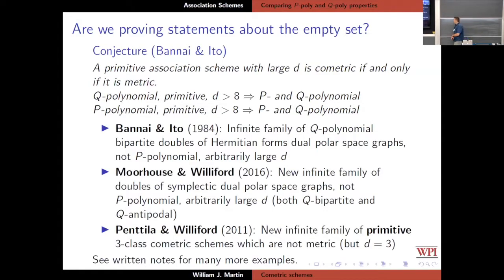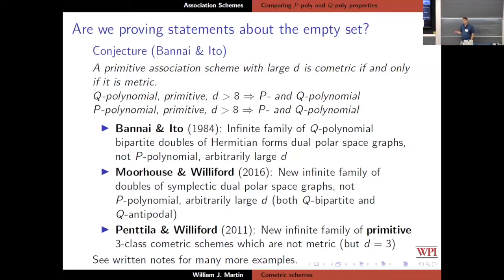Bannai and Ito in their book presented an infinite family of Q-polynomial schemes that were not P-polynomial, with arbitrarily large D, and they were bipartite doubles. So they were imprimitive, bipartite doubles of Hermitian forms dual polar spaces. Eric Moorhouse and Jason Williford in 2016, Jason Williford is a master of constructions. He knows a lot of mathematics. They found a new infinite family of imprimitive Q-polynomial schemes that are not P-polynomial with arbitrarily large class number. And those are doubles of symplectic dual polar spaces using this Maslov index. It's a beautiful paper with some really nice machinery.